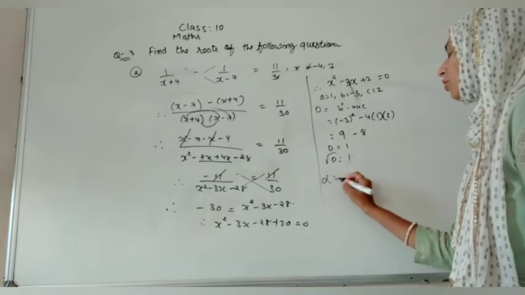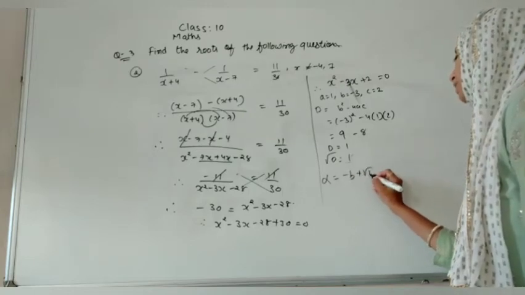So here let me find alpha. Alpha is minus b plus under root d by 2a.